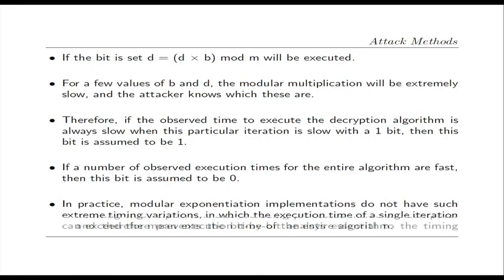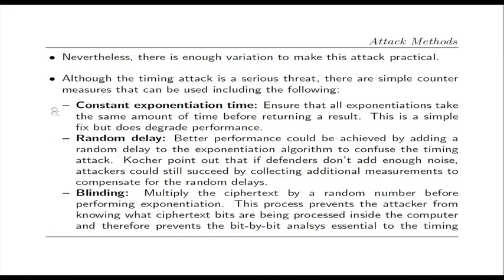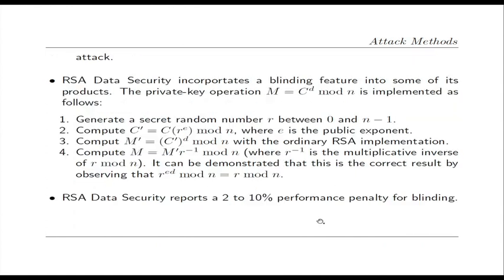To prevent this, we need to do the following: constant exponentiation time. We should take constant time, and we can produce some random delay if it is not multiplying. Or blinding, which means we multiply the ciphertext by a random number before performing the exponentiation. This way one can prevent the timing attack. This is also an example of an implementation attack. Thank you.